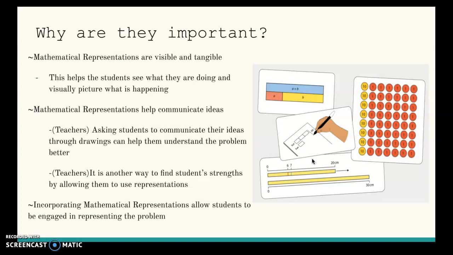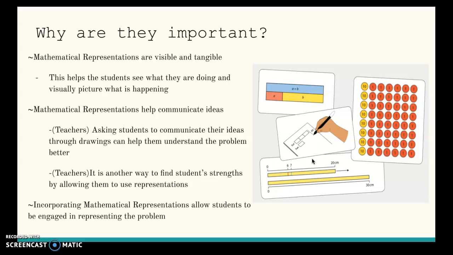So why is all this so important? Well, there are various mathematical representations that teachers can teach that benefit the student, so it's super crucial for teachers to use. Number one, mathematical representations are visible and tangible. So this really helps the students actually see what they're doing and visually picture what is going on in the problem. Secondly, mathematical representations can really help communicate the students' ideas.